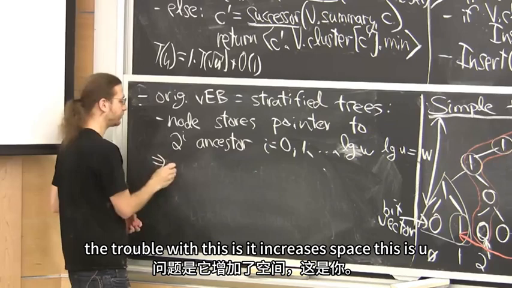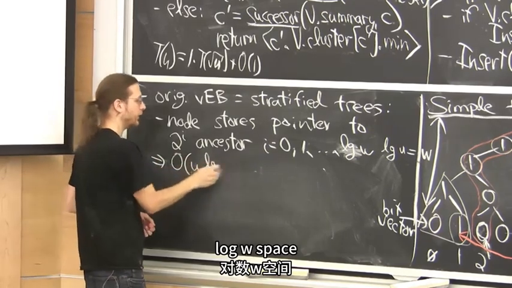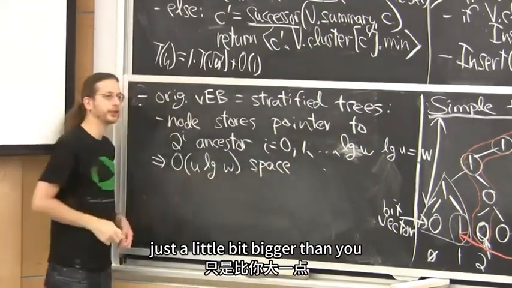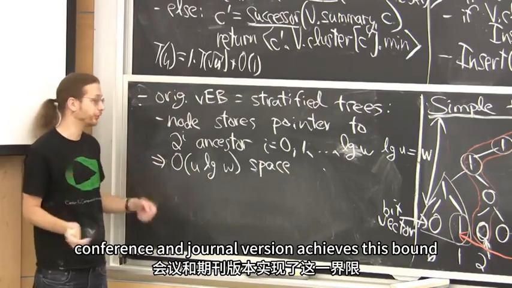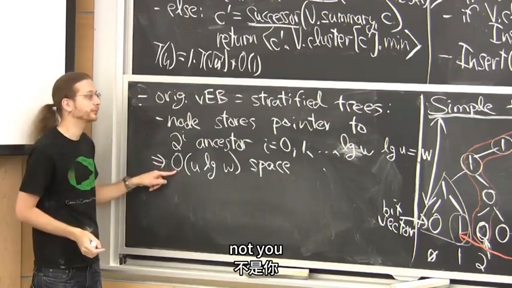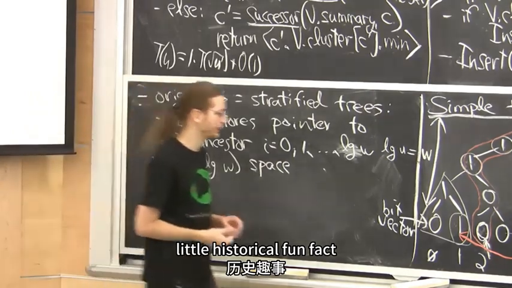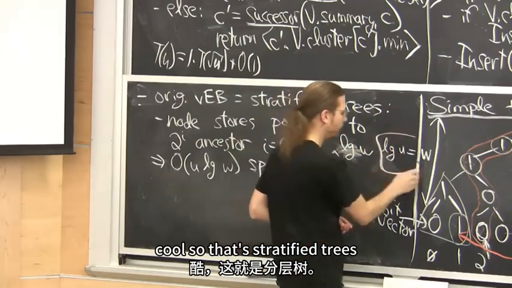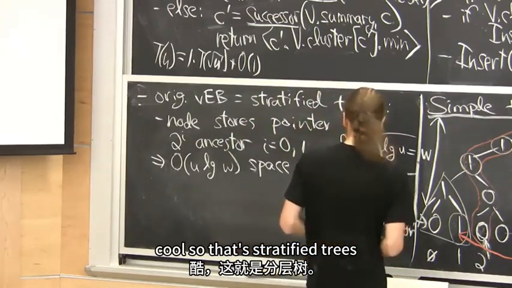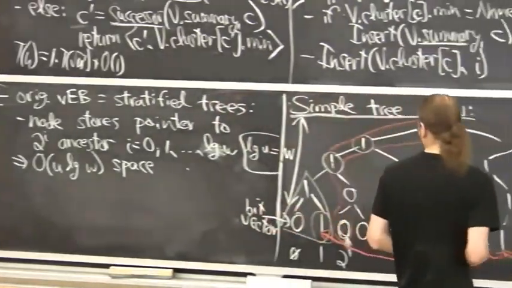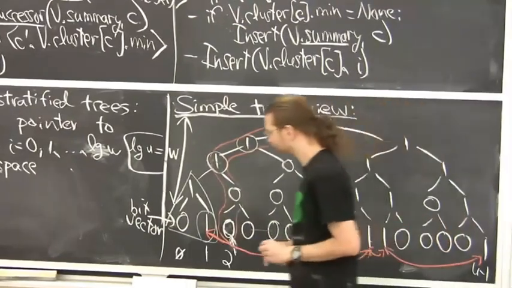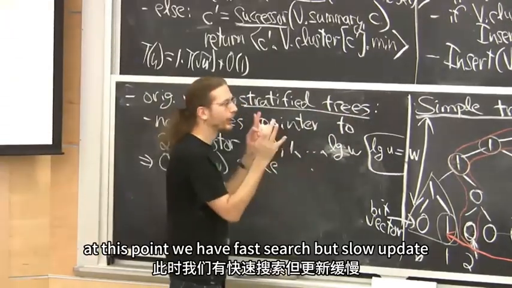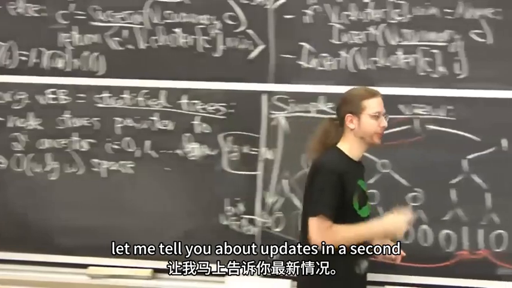The trouble with this is it increases space. This is u log w space, which is a little bit bigger than u. And the original Van Emde Boas paper, conference and journal version, achieves this bound, not u. Little historical fun fact, not terribly well known. Cool, so that's stratified trees. All right. At this point, we have fast search but slow update. Let me tell you about updates in a second.